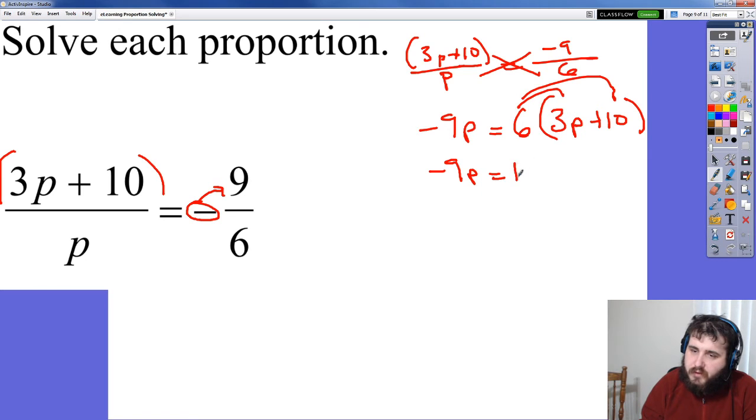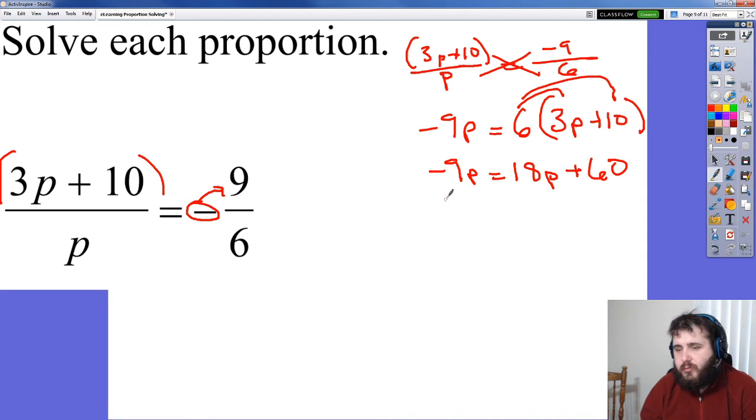Six times 3 is 18. 6 times 10 is 60. And notice I always have the variable here. I see sometimes people eliminating the variable in there, just not writing it down. Don't do that. Make sure you write the variable down.